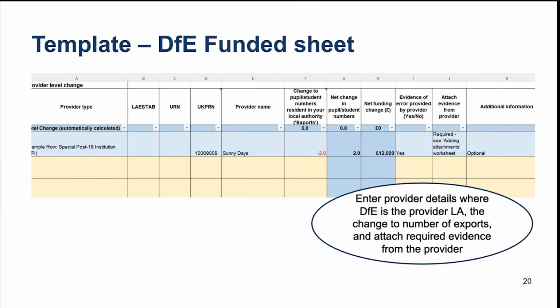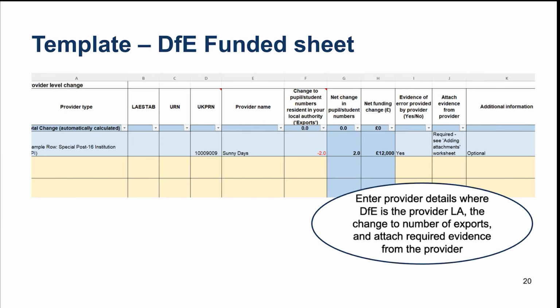So in this example, the published data showed 5 students were actually living in my local authority attending the SPI. However, the SPI has confirmed that there were only actually 3 at the time of the ILR, and there was an error. Hence, the change is -2, and that's shown in the exports column. This is, however, going to be a positive funding adjustment as it's a reduction in my exports. It's also worth noting here that the provider level threshold mentioned earlier only applies to not agreed changes, so that doesn't apply here to DfE funded changes.